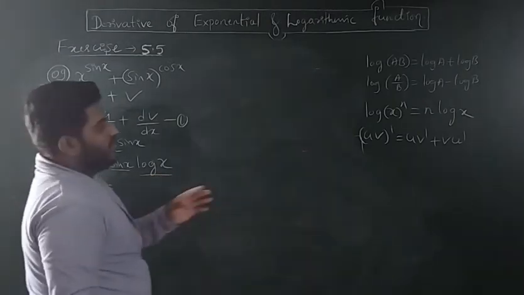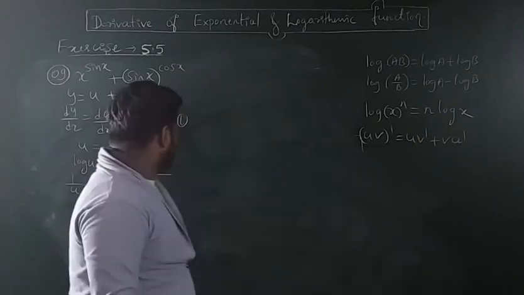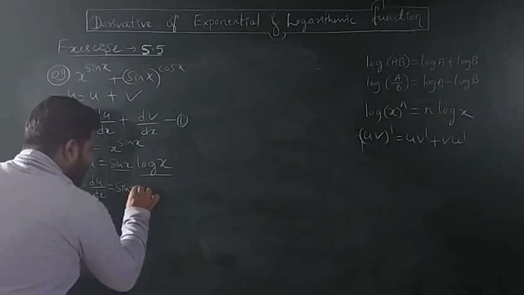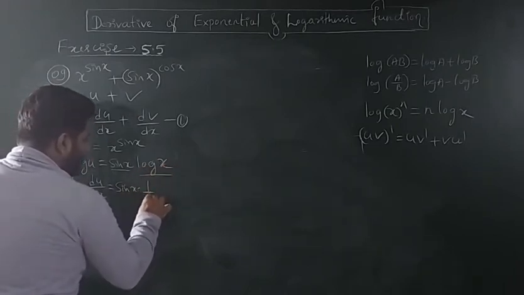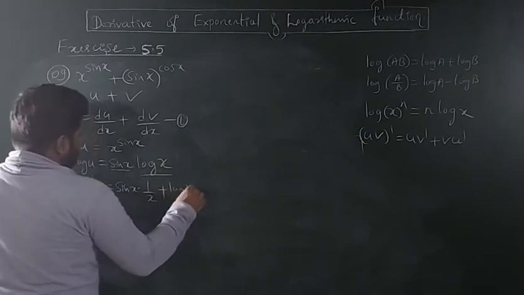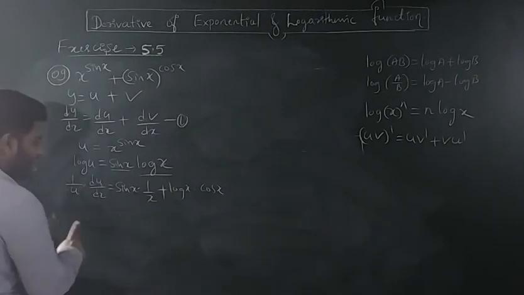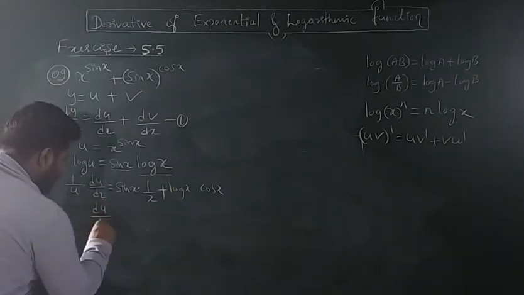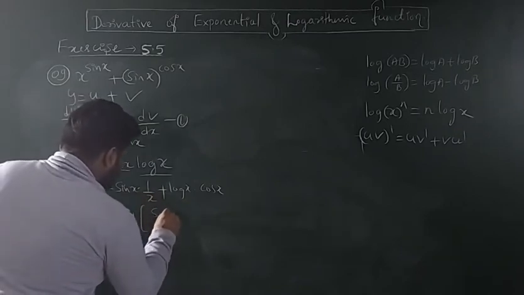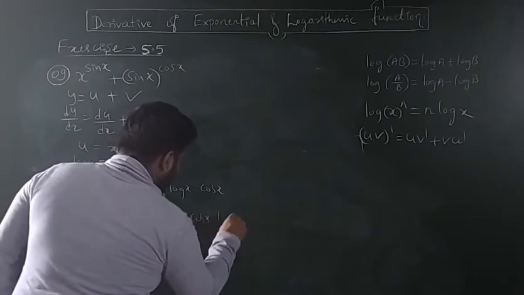using the product rule. First function as it is, differentiation of second, plus second as it is, differentiation of first. First function is sin x as it is, into differentiation of log x, which is 1 by x, plus second function as it is, log x, into differentiation of sin x, which is cos x. So 1 by u is there, take u this side: du by dx equal to u into sin x by x plus cos x into log x.